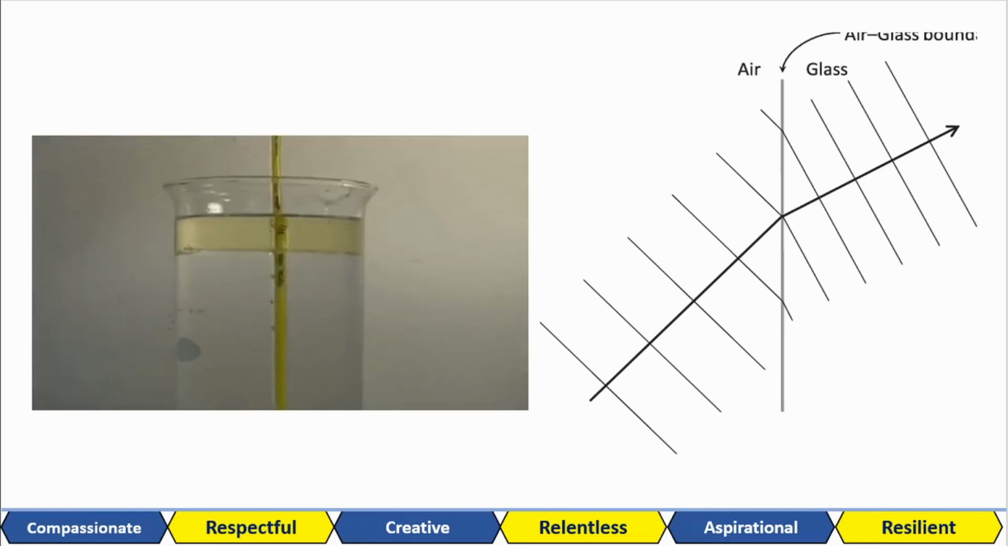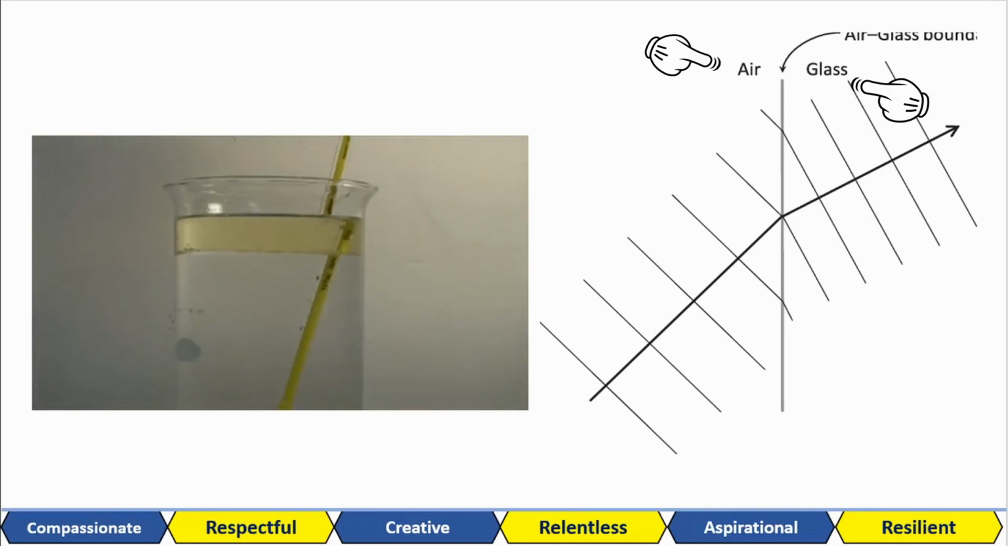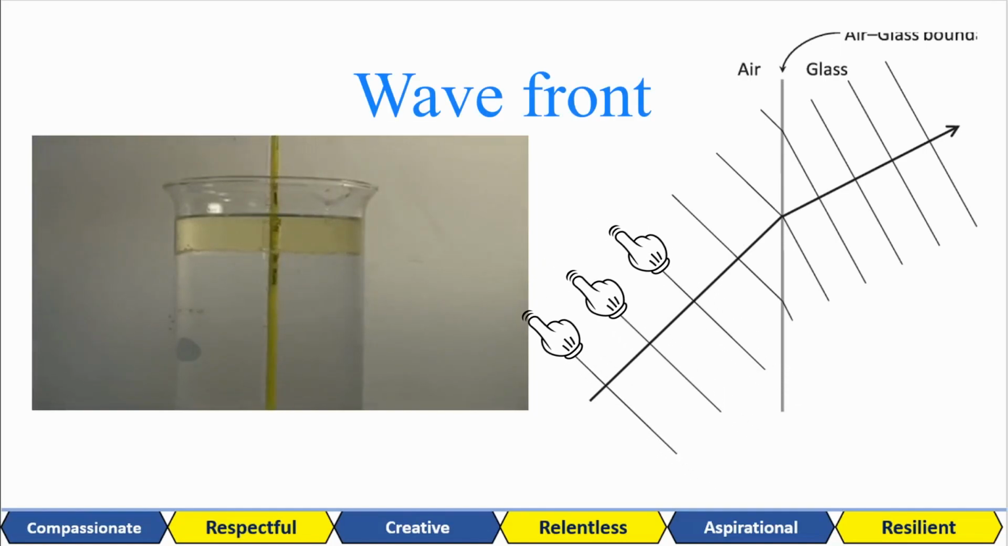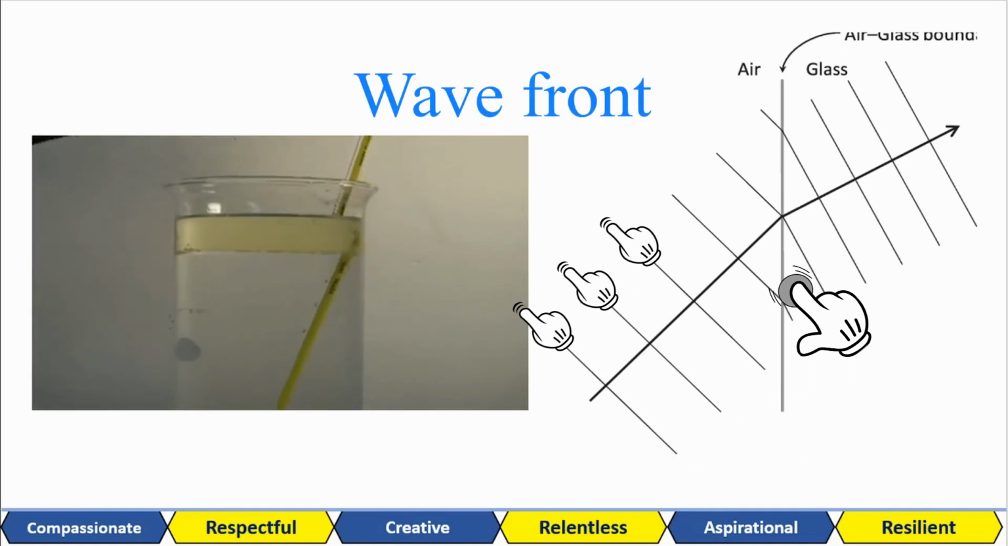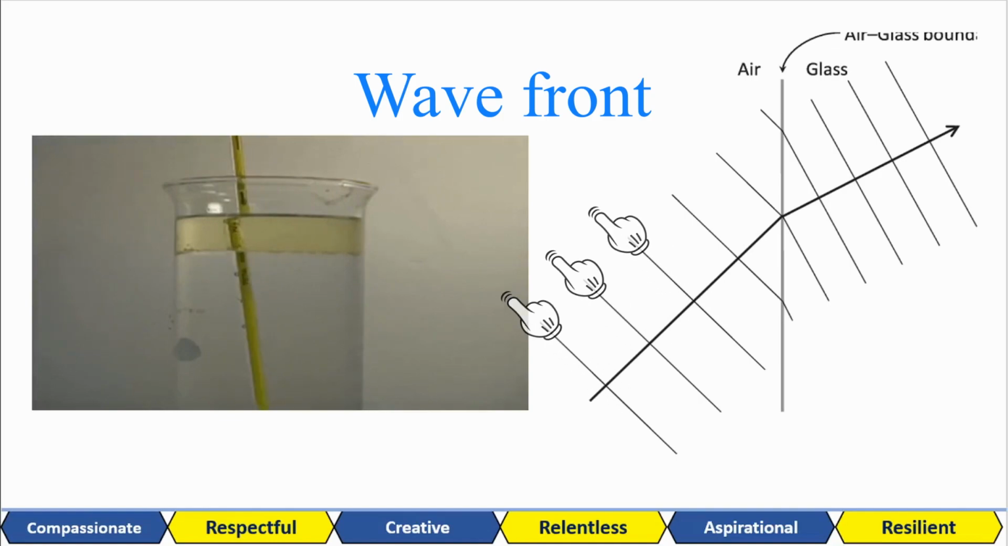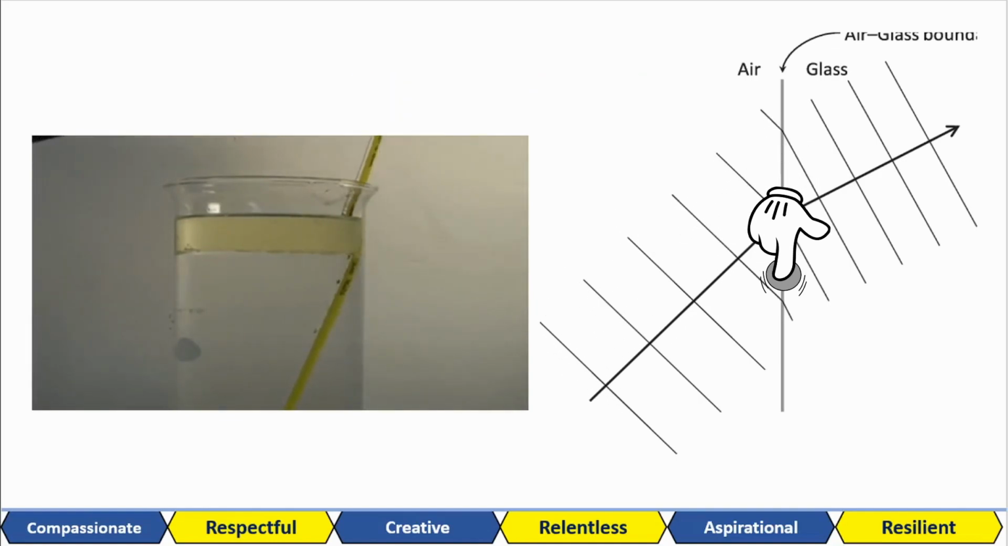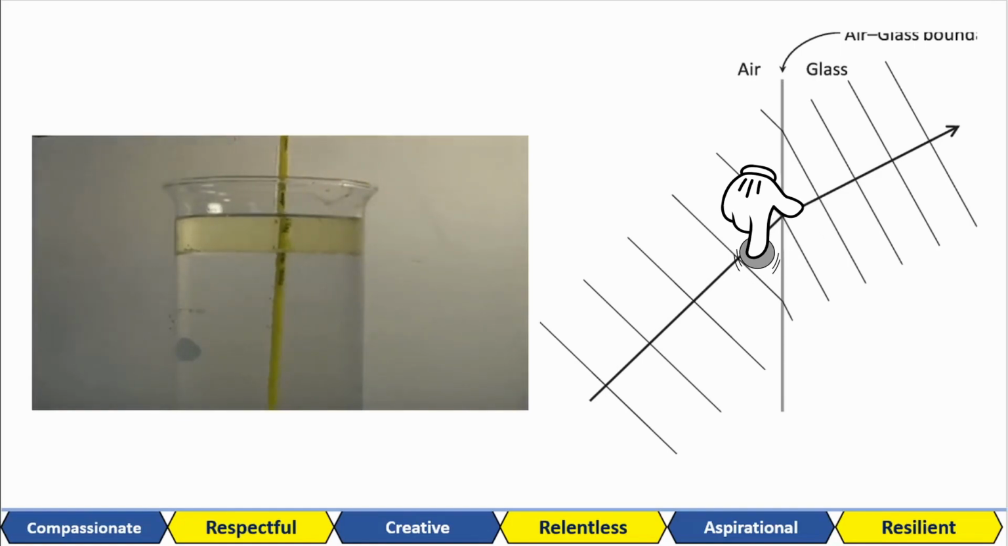Here we see a wave moving from air into glass. Also notice that it's moving at an angle. The reason why this is important is because these lines here, which are the wave fronts, don't hit the boundary at the same time. Since it's moving at an angle, we notice that part of the wavefront hits the boundary before the rest of it.